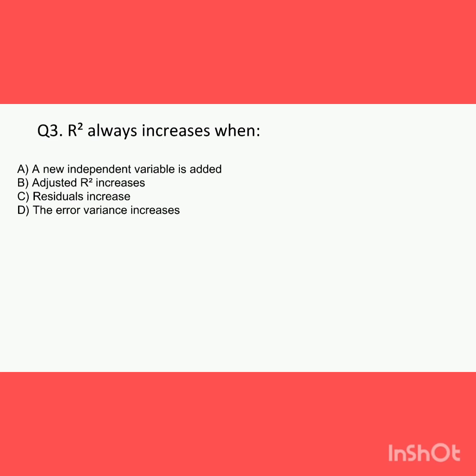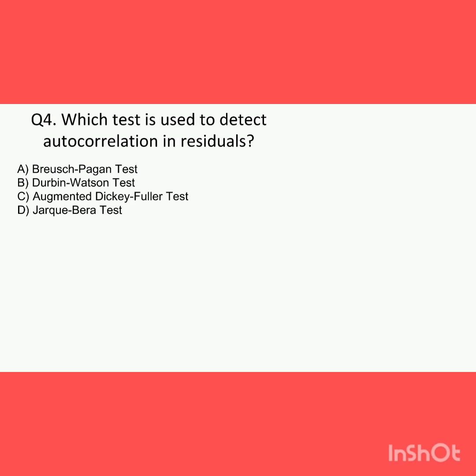Now, our next question is question number 4. Which test is used to detect autocorrelation in residuals? Option A, Breusch-Pagan test. Option B, Durbin-Watson test. C, Augmented Dickey-Fuller test. Option D, Jarque-Bera test.